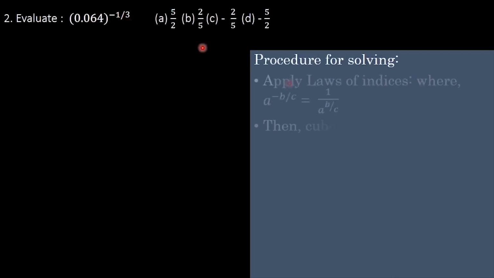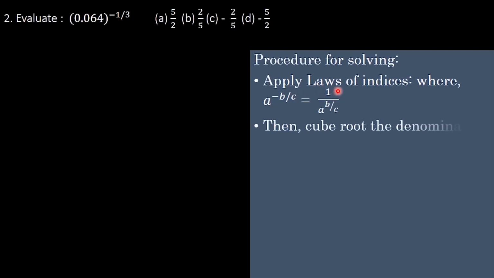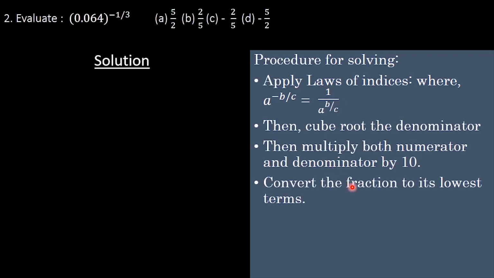Question 2. Evaluate 0.064 raised to power minus 1 over 3. Here is the procedure for solving this. Apply the laws of indices, where a raised to power minus b over c is equal to 1 over a raised to power b over c. Cube root the denominator, convert the fraction to its lowest terms.